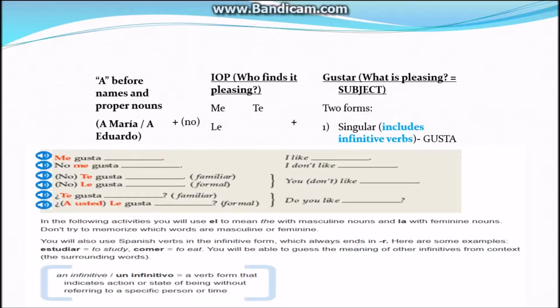So remember, gustar is going to agree with what is pleasing. That's our subject. We're focusing on the singular form, gusta. This includes infinitive verbs. The key to this is that it doesn't matter how many infinitive verbs there are. It just happens to be that in Spanish, infinitive verbs are always singular. So gusta agrees with that.